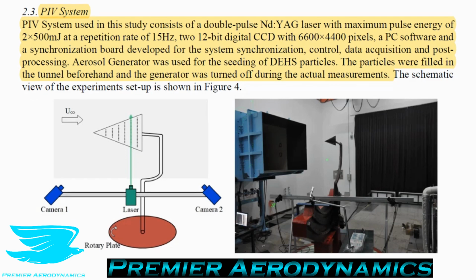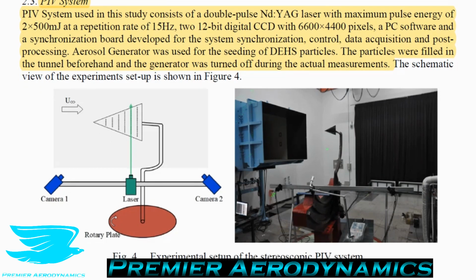So the aerosol generator was used for the seeding of DEHS particles. So these are very common particles again. Effectively, they're for fog. Like if you have ever been to a nightclub or a discotheque, as some Europeans call it, then this is what you're seeing in there. The particles were filled in the tunnel beforehand, and the generator was turned off during the actual experiment, so they weren't continually pumping in more seeding particles.